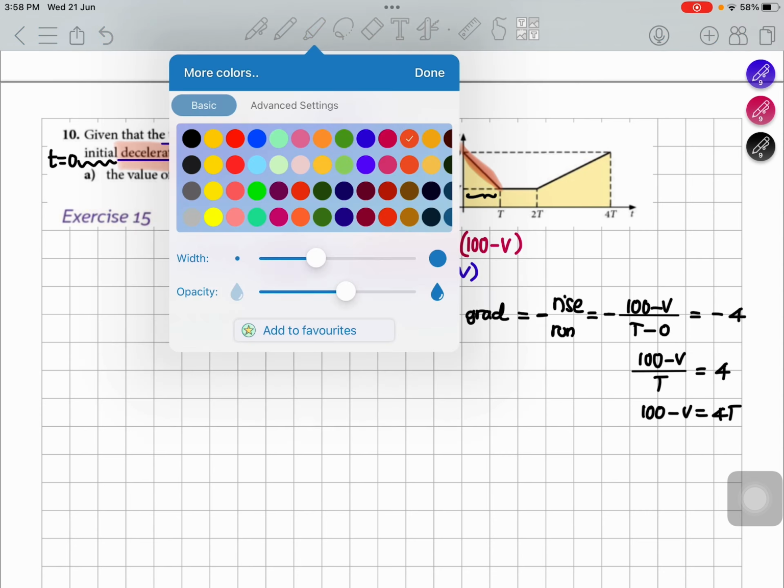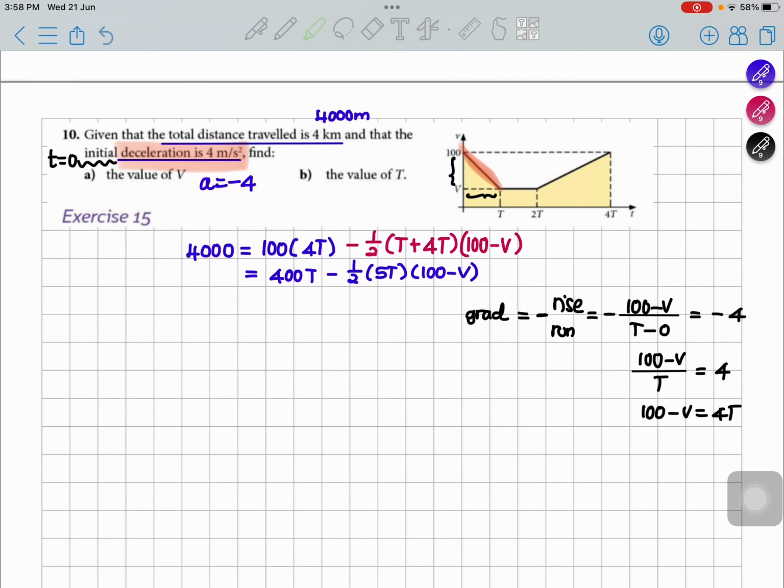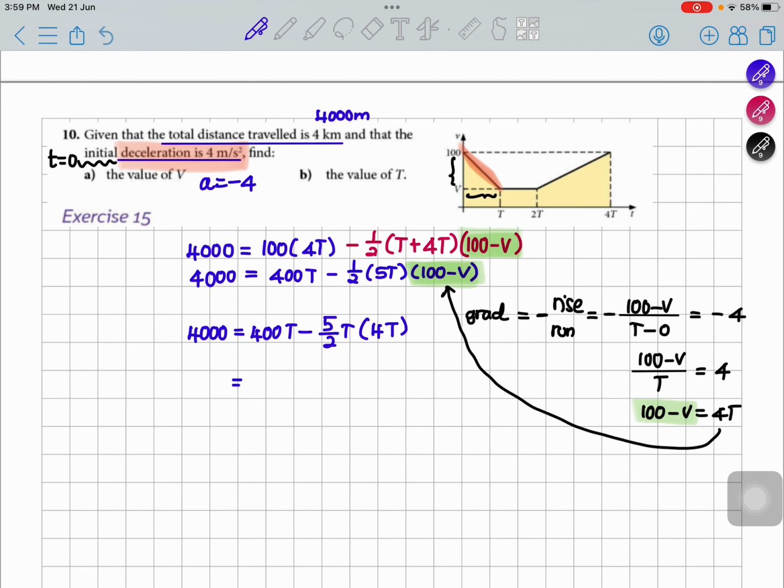Do you see something? Can you see that 100 minus v is also here? So what can we do? Can we directly substitute? I am going to take the 4t and substitute to make my life easy. So I am going to take all of this and substitute here. And what is it giving us? This can chop off with this. So it is 4t squared.